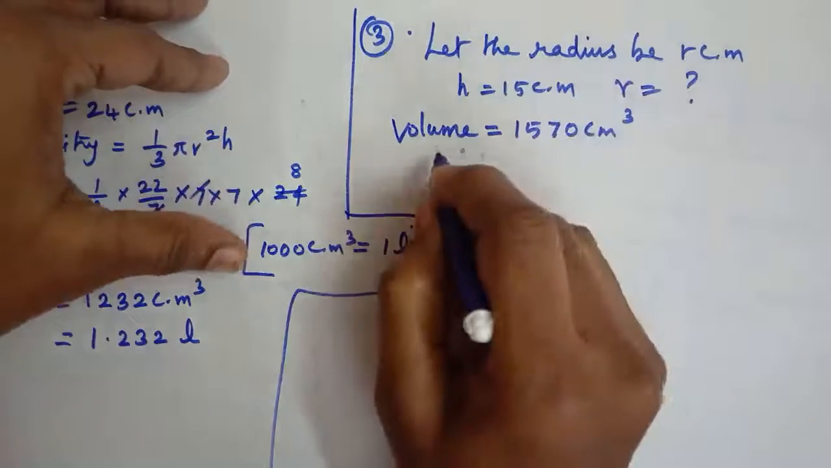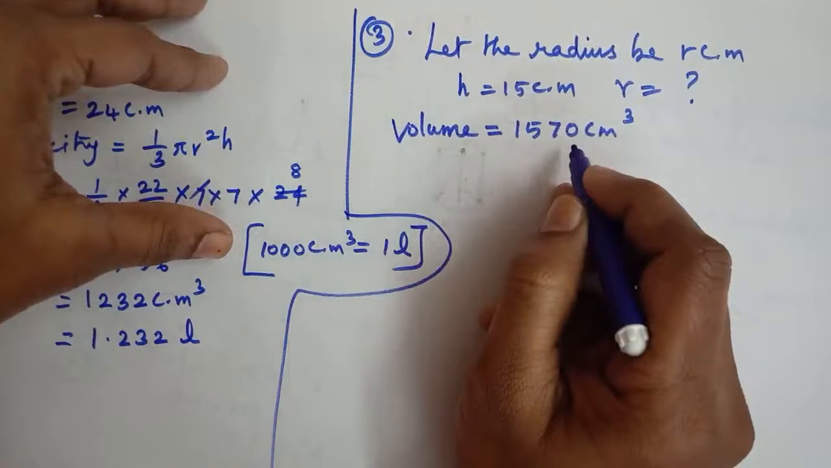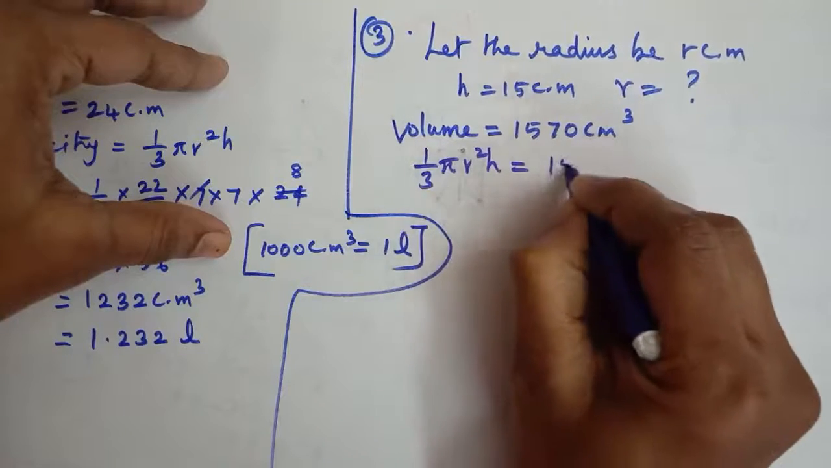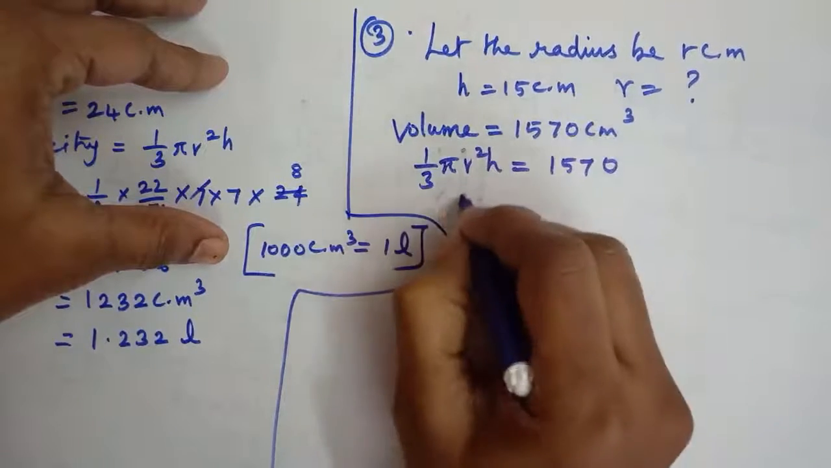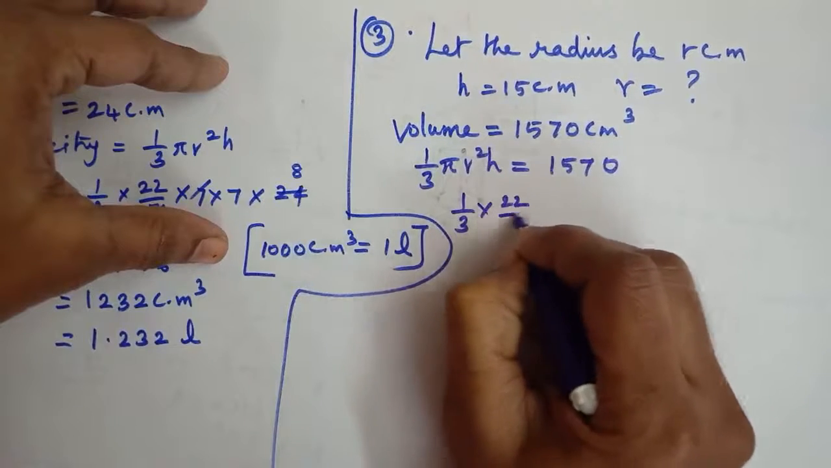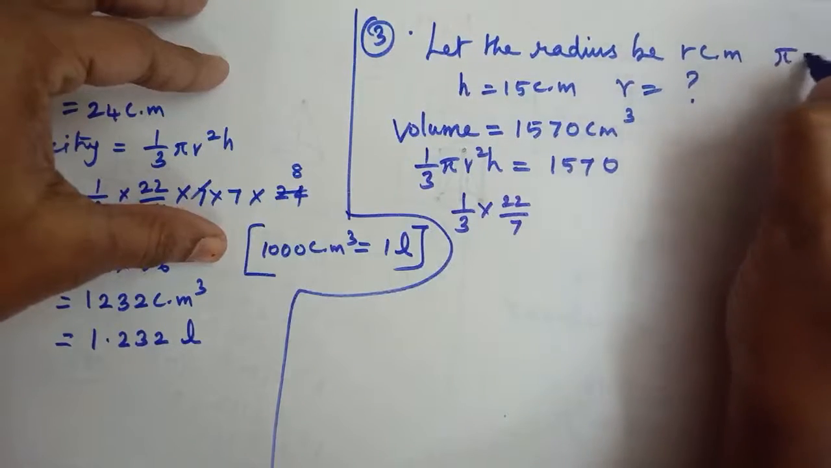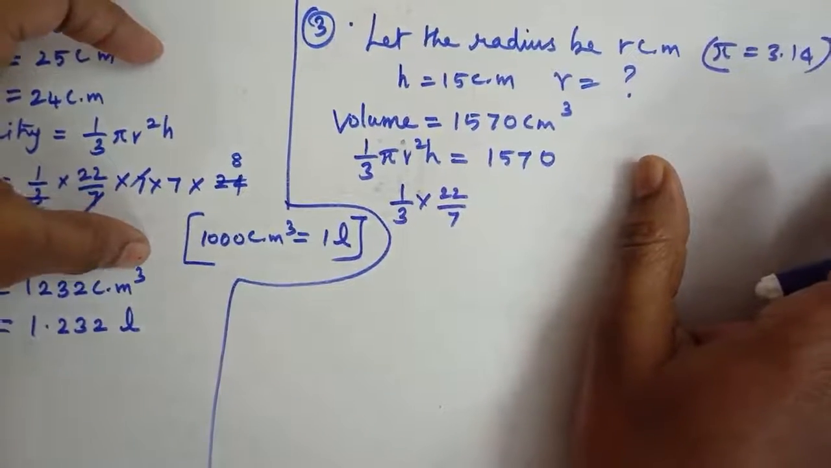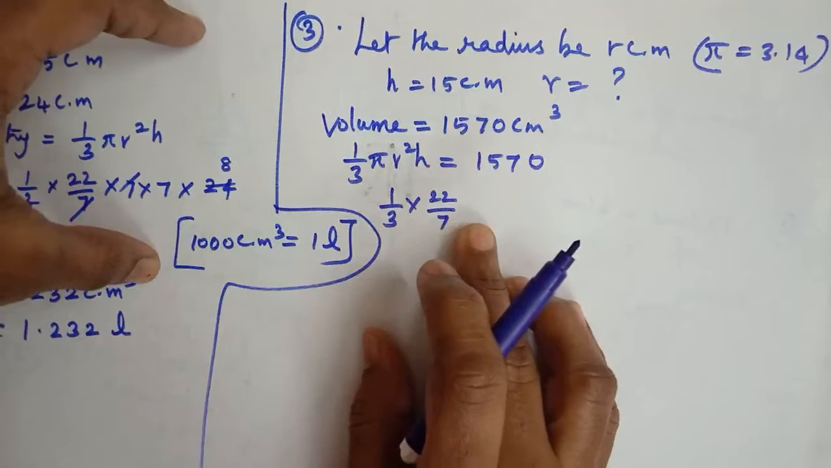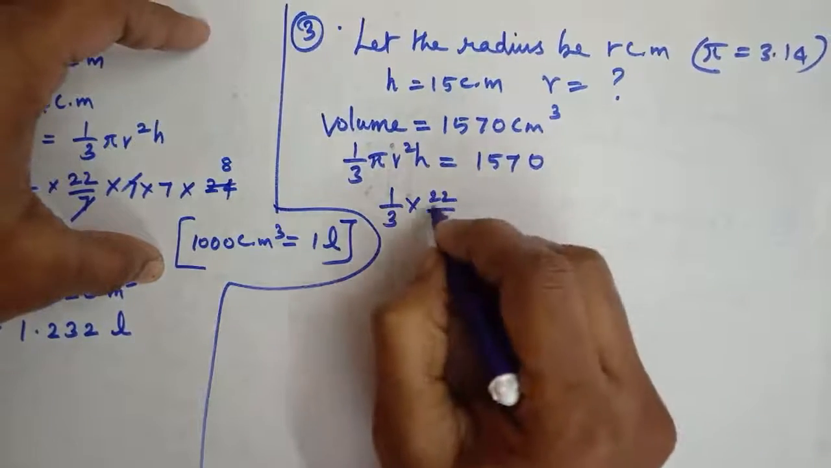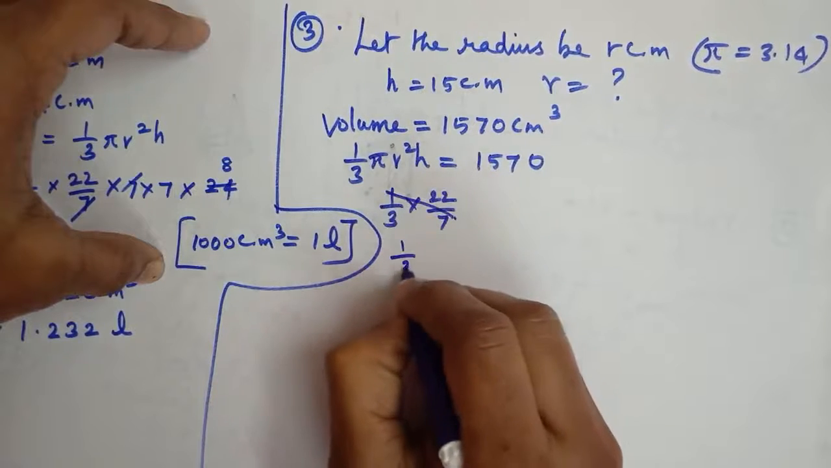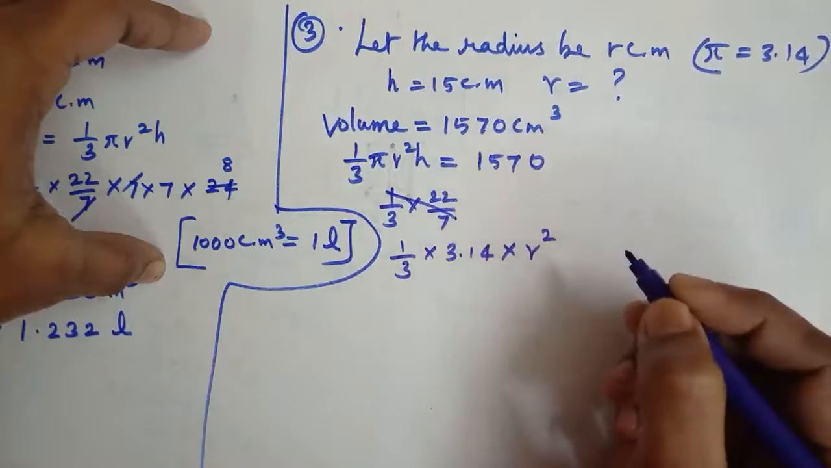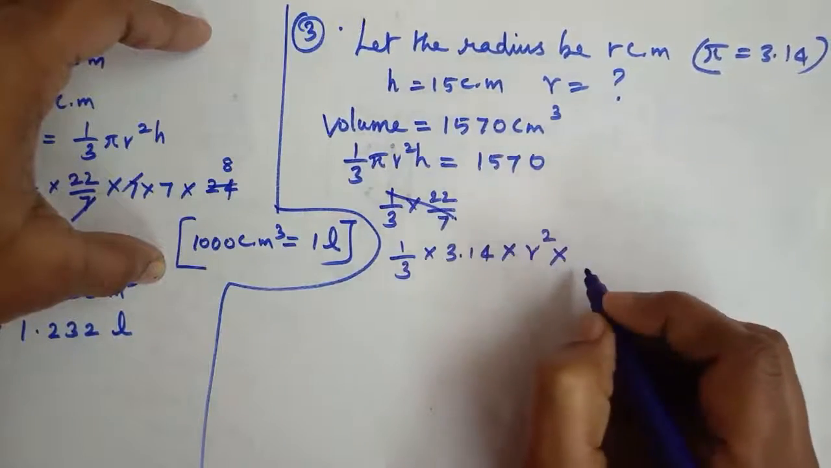Okay students, here volume we are given, volume is equal to 1570. So what is the volume? 1 by 3 pi r squared h is equal to 1570. Put the value students, listen. Here pi is equal to 3.14. Okay, you can use 3.14. So 1 by 3 into 3.14 into r squared, because r we don't know, into h that is 15.